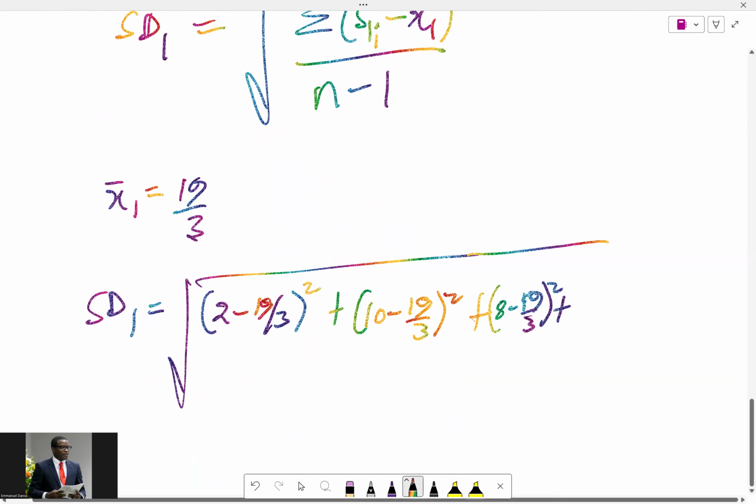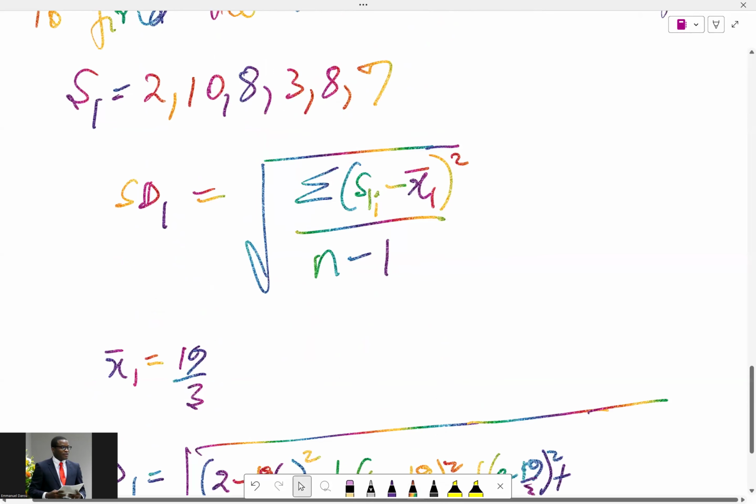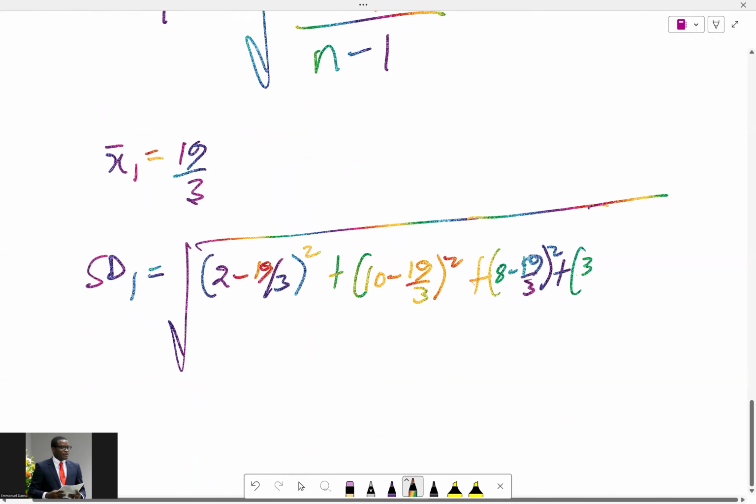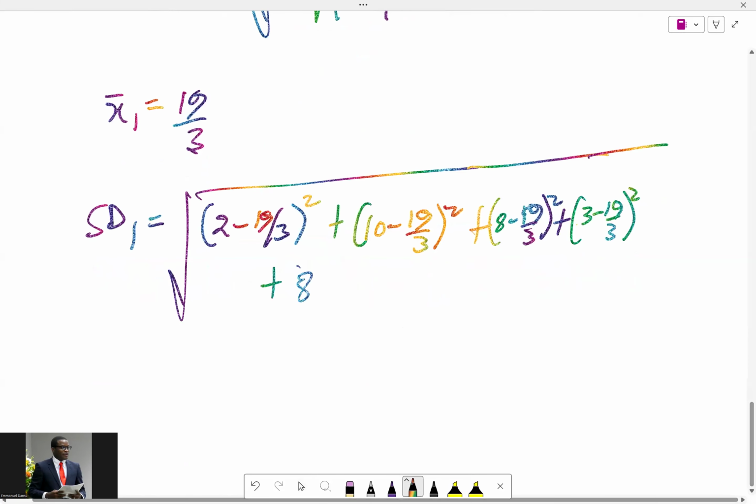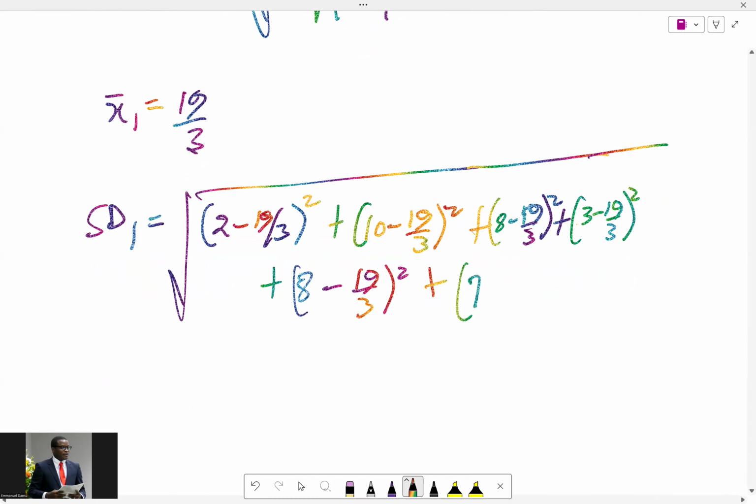Then plus, what do we have again? 3. So 3 minus 19 over 3 squared. Then 8. Okay, let me just do this. So plus 8 minus 19 over 3 squared. Then plus 7 minus 19 over 3 squared.